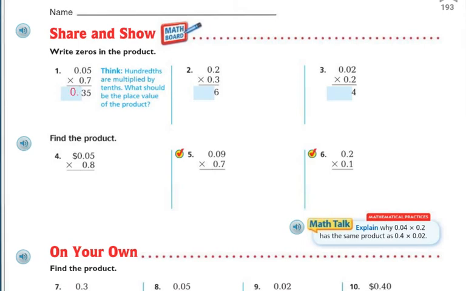Okay, let's take a look at the next one. They've already done the problem for us. 2 times 3 is 6. How many decimal places do I need? Well, behind this decimal, there's 1, and behind this decimal, there's 1. So 1 and 1 is 2, so I have 2 place values. Here's my decimal, 1, 2.